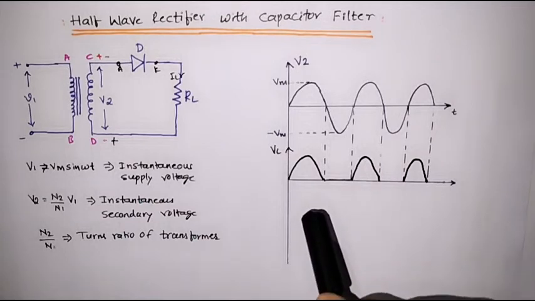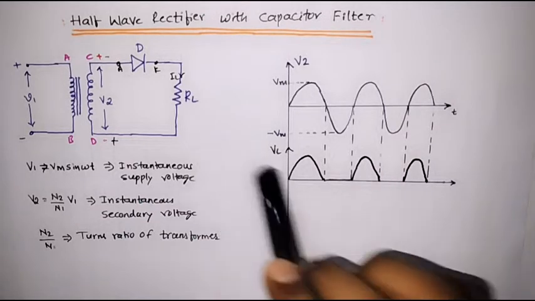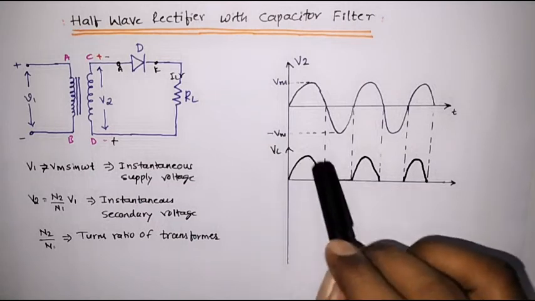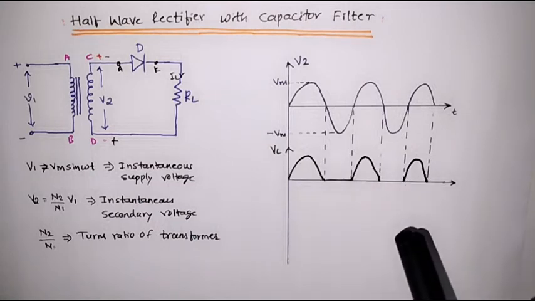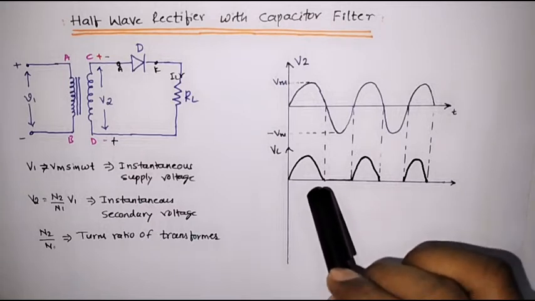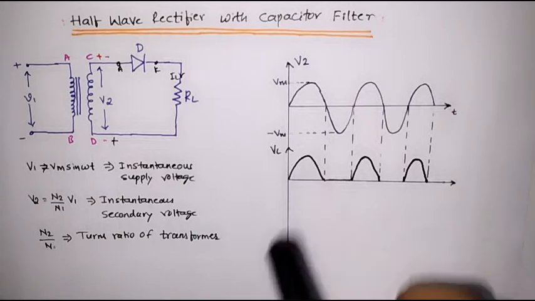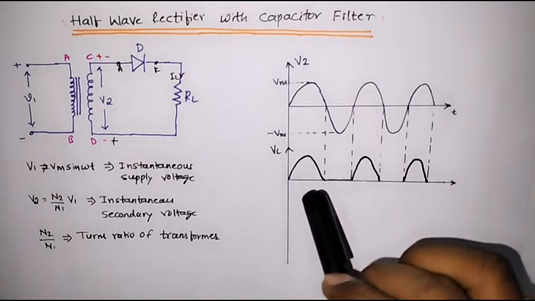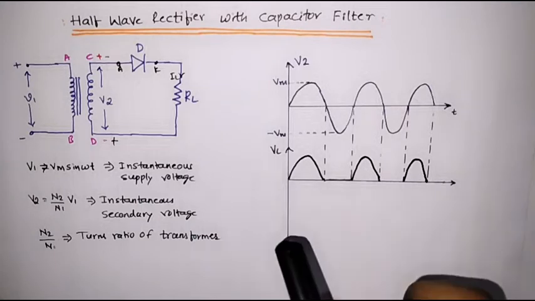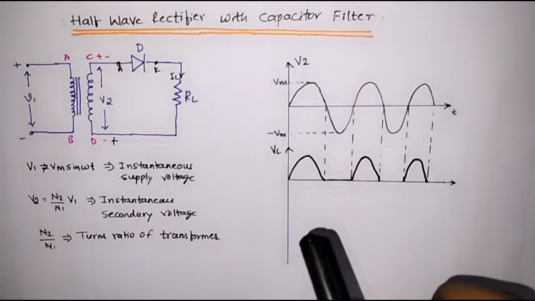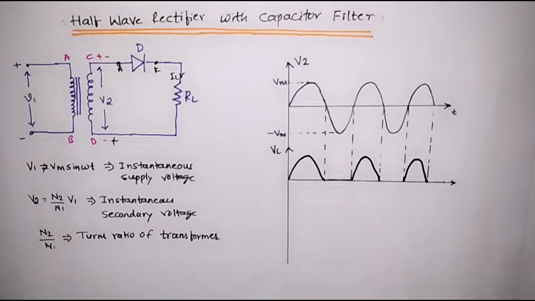Here we can observe that the output across the load resistor is not pure DC but pulsating DC. It is called pulsating DC because it contains more AC components than DC components. In order to remove the AC components, we use a capacitor filter circuit. A filter circuit is nothing but a capacitor connected parallel to the load resistor.